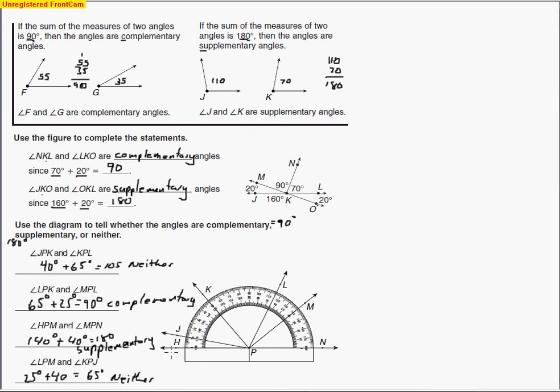So again, the angles don't have to be right next to each other to be complementary. See, these are complementary angles, and they're not right next to each other. The same thing with supplementary. They're not right next to each other, but they do have to add to make a specific number. Complementary adds to make 90. Supplementary adds to make 180.